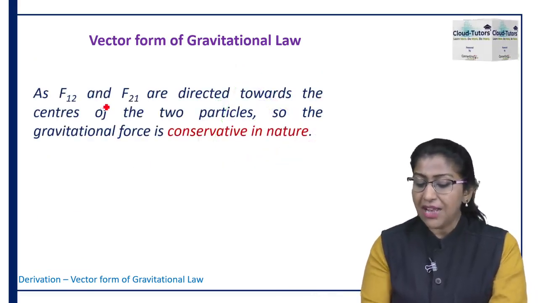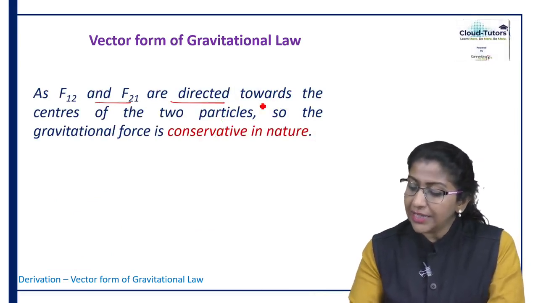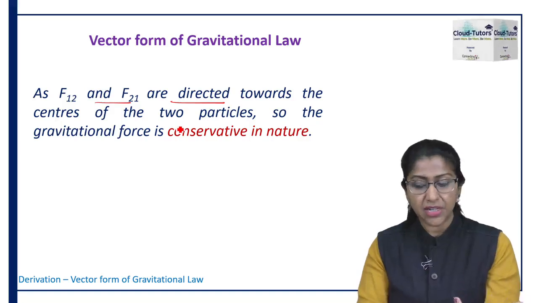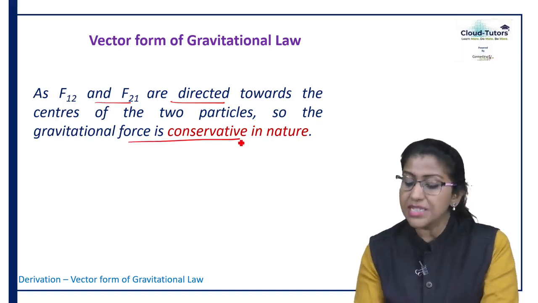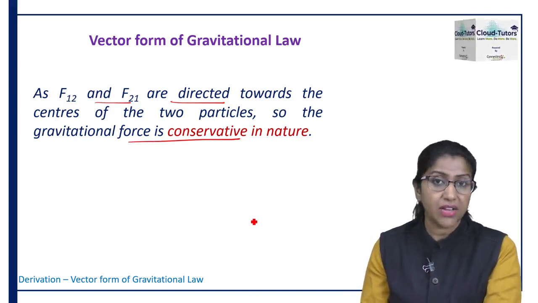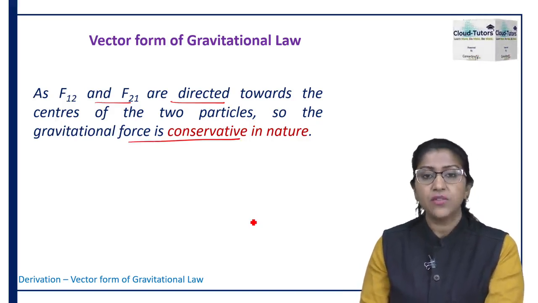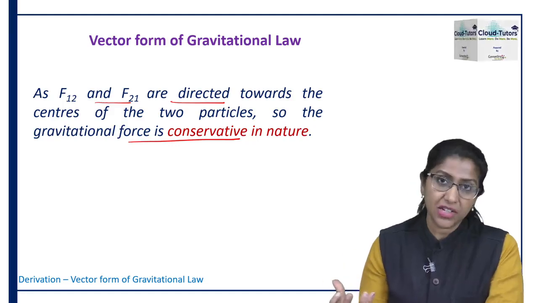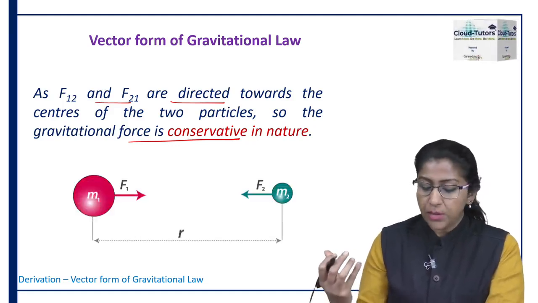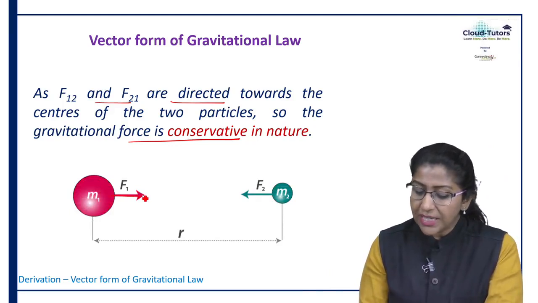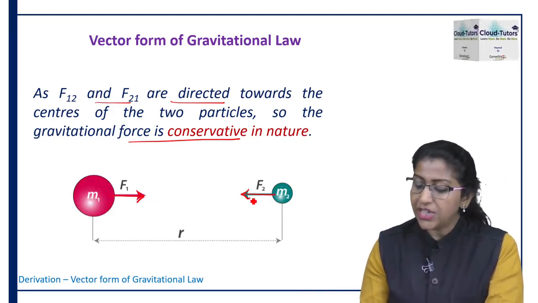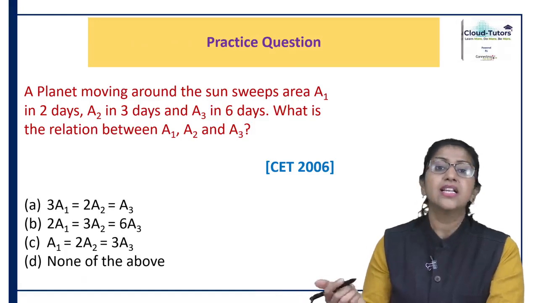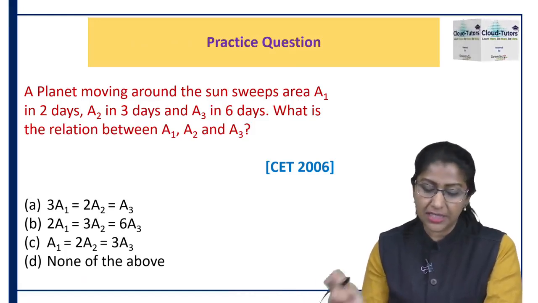Now, as F1 and F2 are directed towards the centers of the two particles or two masses M1 and M2, the gravitational force is hence conservative in nature. Right? So do we all understand what we mean by conservative forces? Basically they are always directed towards each other. Right? Now let's try to solve a few practice questions.